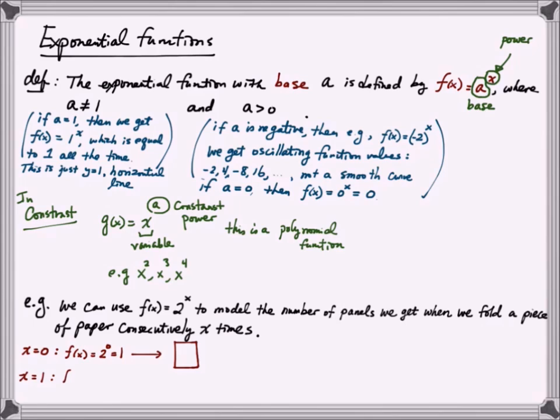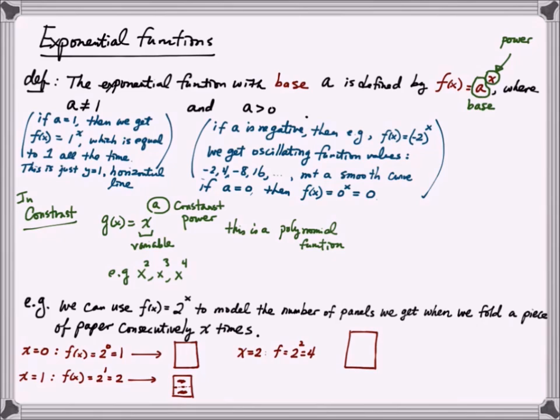When x is equal to 1, I get my function value 2 to the first, and that is equal to 2. So I actually get 2 panels, which corresponds to folding the piece of paper 1 time. You fold right there in the middle, and you get 2 panels, 1 over here and 1 over there. When x is equal to 2, my function value is 2 squared, which is 4, and that corresponds to folding the piece of paper 2 times.